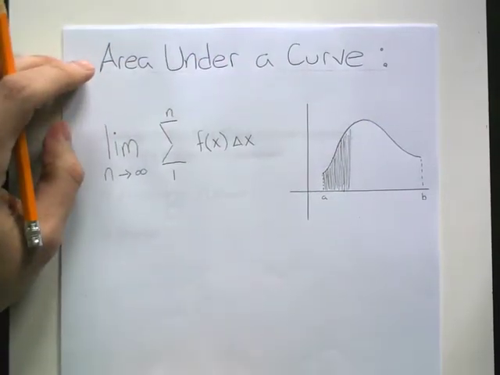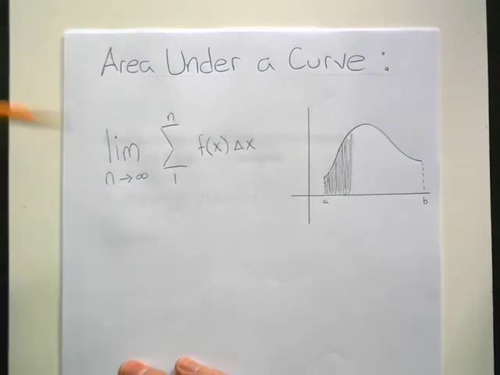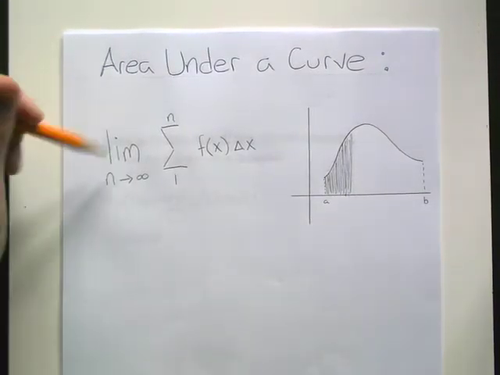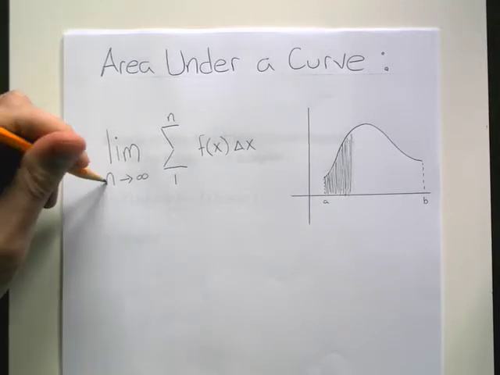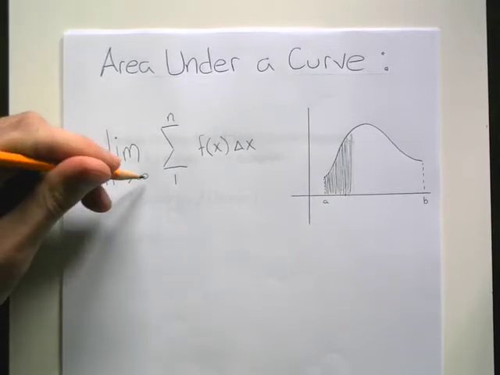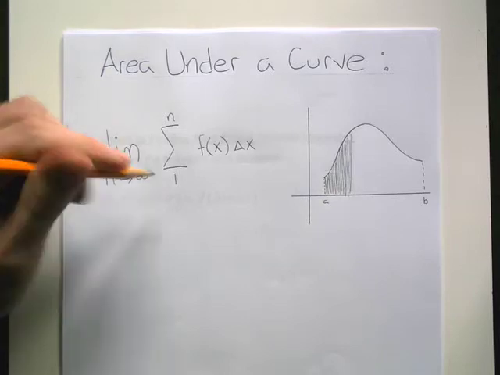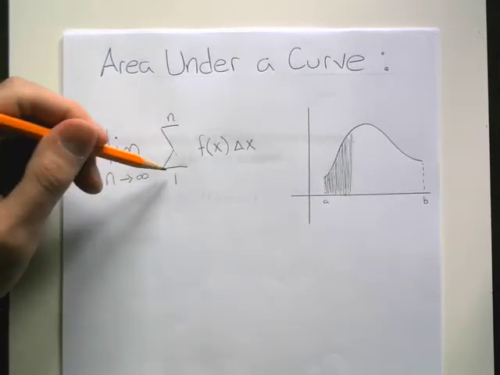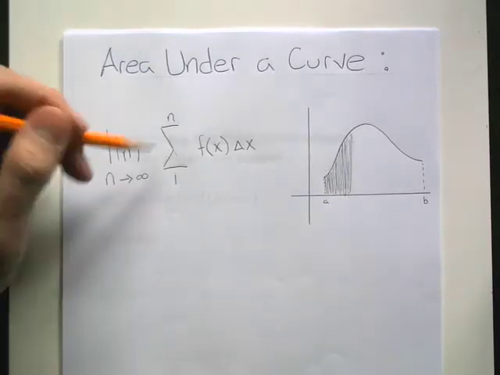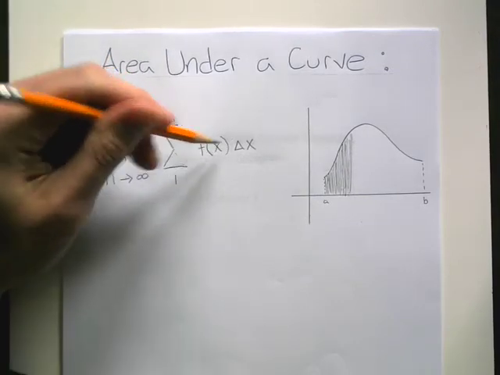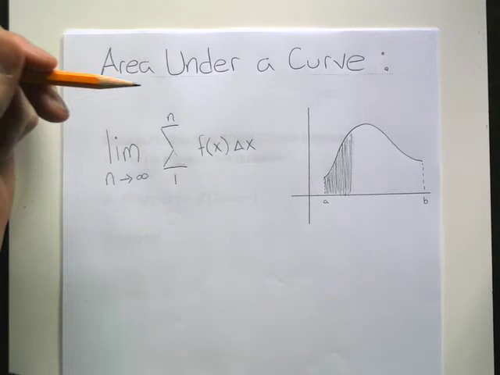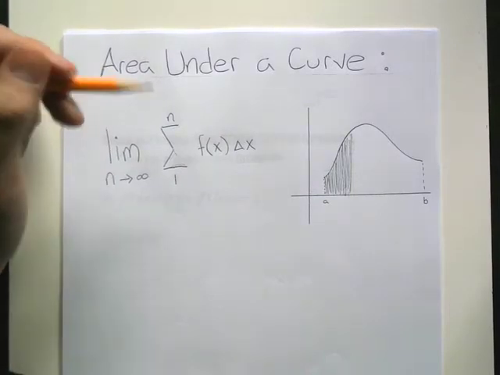When we look at this equation, this is something you can get in your notes: limit as n approaches infinity. That means as the number of rectangles approaches infinity, and this symbol means sum, so you're summing all those rectangles together from 1 to infinity of whatever function you're graphing. That's going to give you the area under the curve.